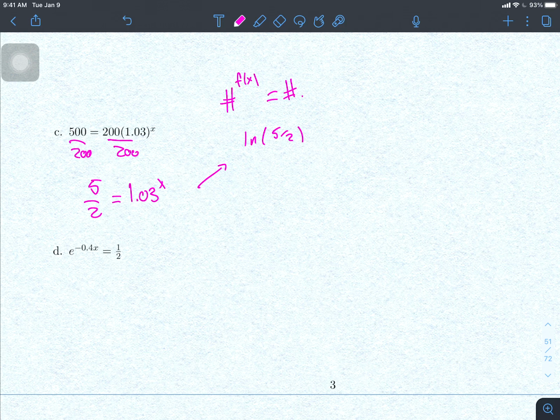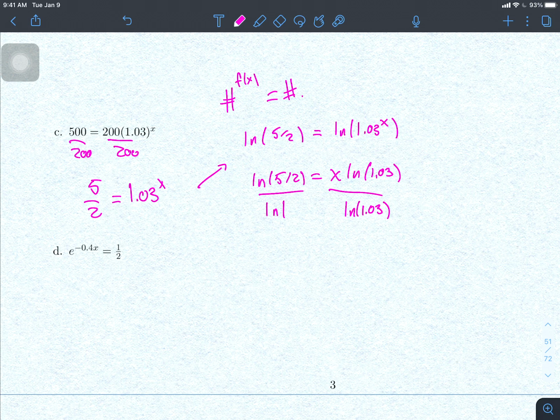ln of 5 halves equals ln of 1.03 to the x. And now since I have a single number here, and it's being raised to a power, I can bring that power out. Now, again, I have a number equals x times a number. I want to get x by itself. It's being multiplied by a number right now, so the process is to divide by that number. So we get x equals ln of 2.5 over ln of 1.03.